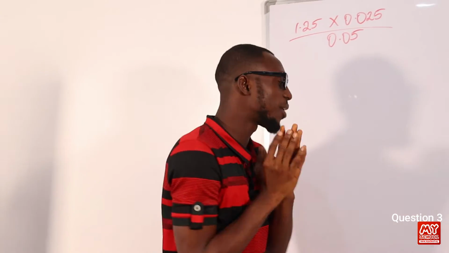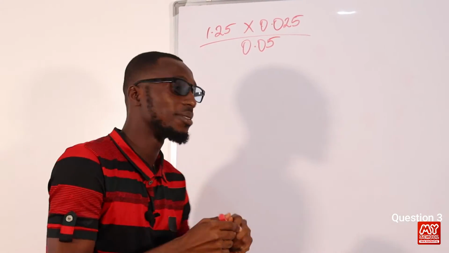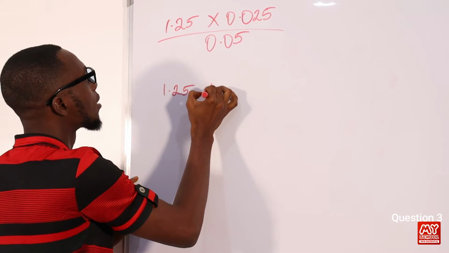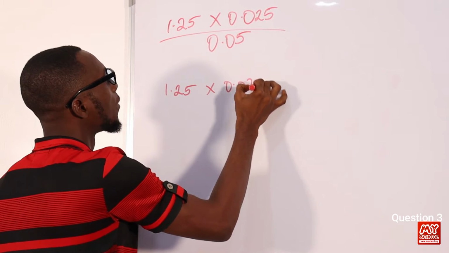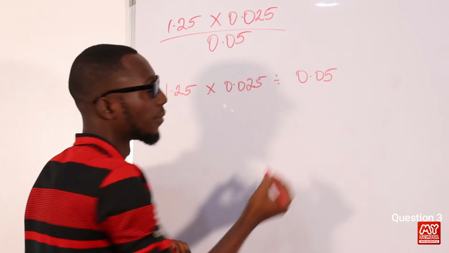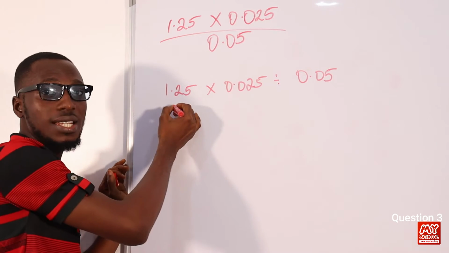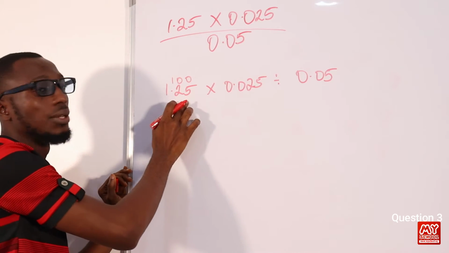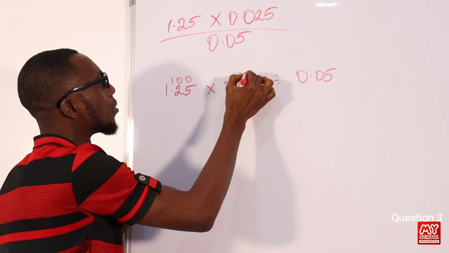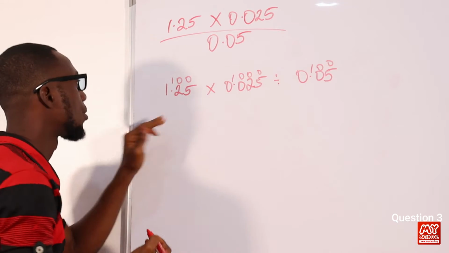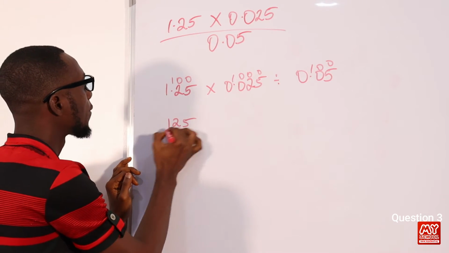Please, you just have to believe that it is very easy and possible to tackle this question without using a calculator. So let's see this. We have 1.25 times 0.025 divided by 0.05. If I want to bring this decimal back to a fraction, I can just put 1 under the decimal point, then 0, 0 for the digits we have here, 0, 0, 0, isn't it? 1, 0, 0. So this implies 125 over 100.